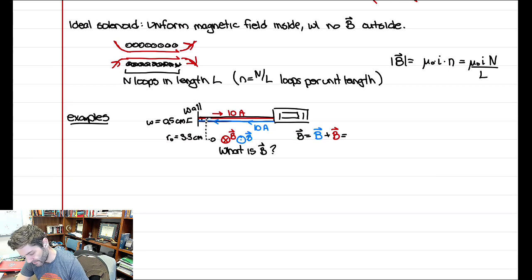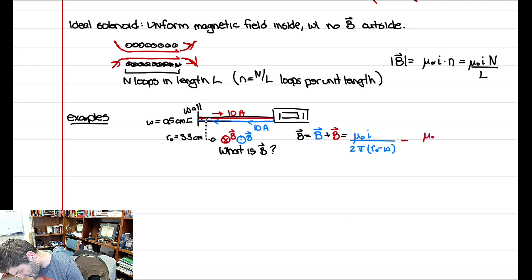But in symbols at least, the blue, which is out of the page, we're going to take to be positive, is going to be mu naught. I guess I can stick with my color conventions. It's going to be mu naught times I, which is 10 amps, divided by 2 pi times, and then the blue is a little bit closer, so it's not R naught, but it looks like it's R naught minus W. And then the red looks like it's negative mu naught times I, all divided by 2 pi, and then just R naught.